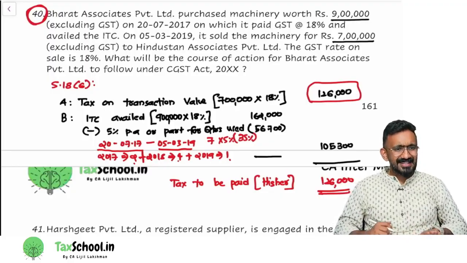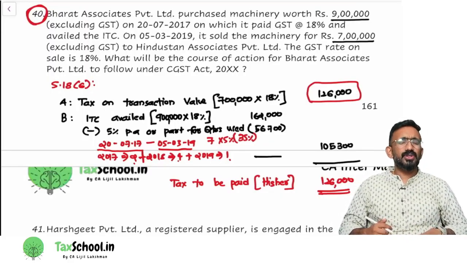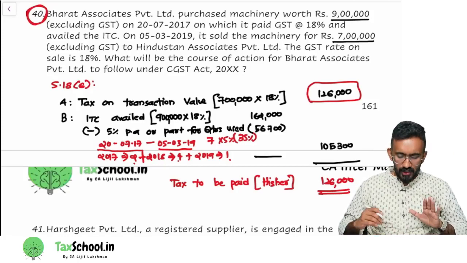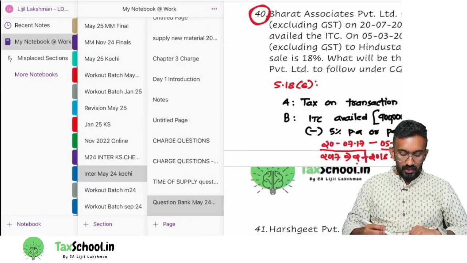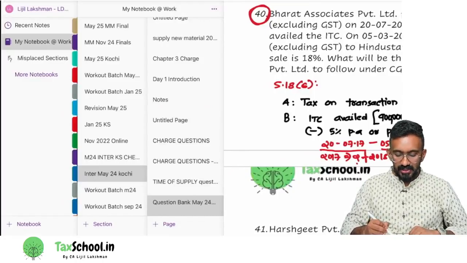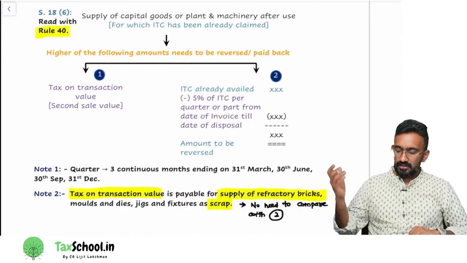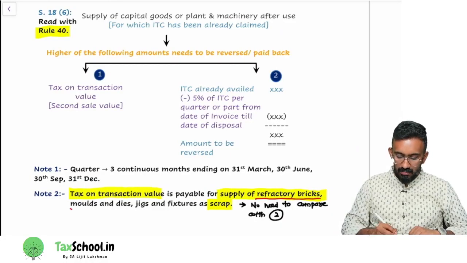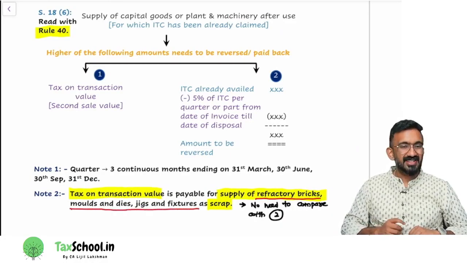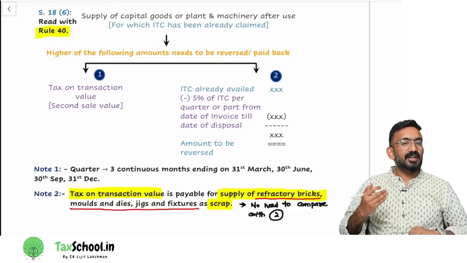So they said there are certain products which you will not be able to use for 5 years at all. In those cases, it will become an unfair provision. I'll give you an example. Say I have products like jigs or dies which are used as a mold for producing the product, like refractory bricks, mold, dies, jigs, fixtures. These will not have a 5-year lifetime.